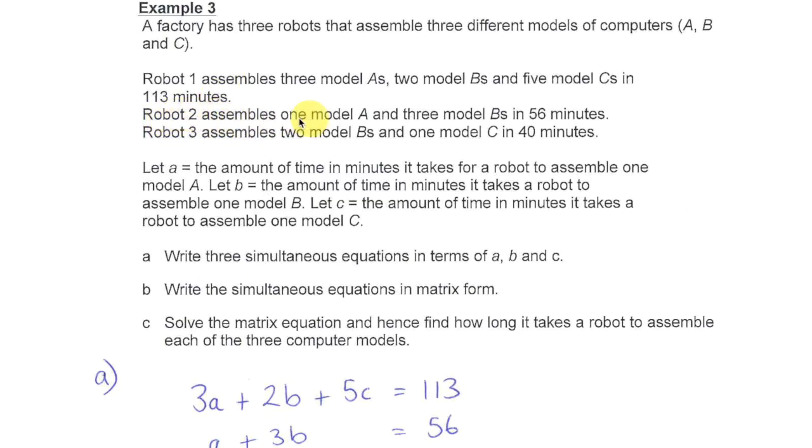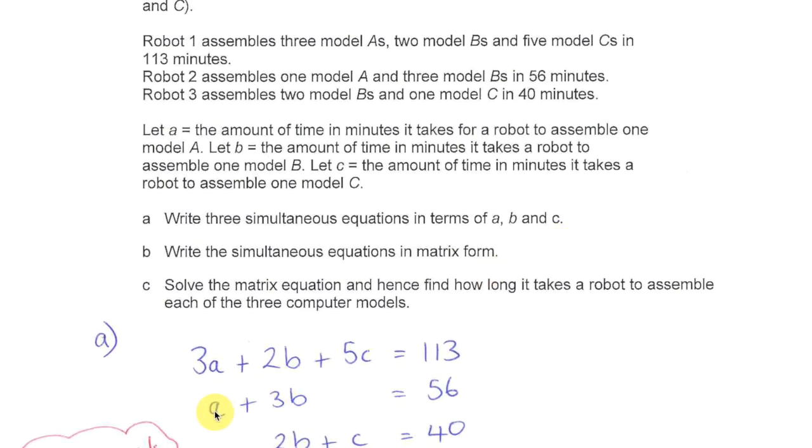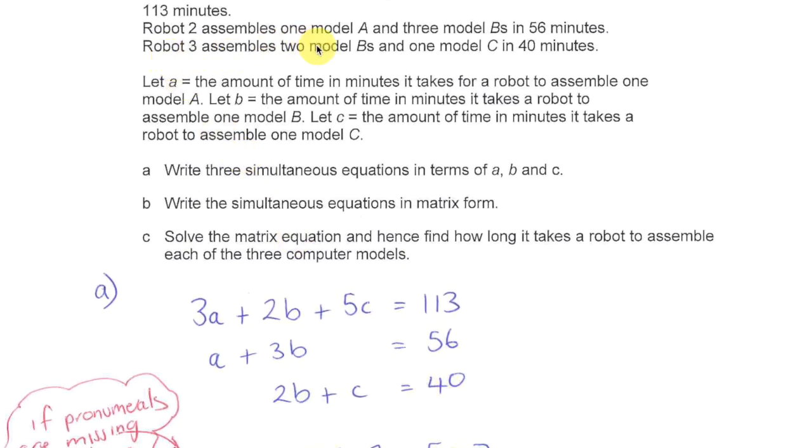Second fact, robot 2 assembles 1 model A and 3 model Bs in 56 minutes. So here we have 1 lot of a plus 3b equals 56. And then finally, the last fact, robot 3 assembles 2 model Bs plus 1 model C in 40 minutes. So there are our 3 facts. We're able to develop 3 equations, and there's 3 unknowns, little a, little b, and little c. And we're going to put that set of simultaneous equations into a matrix format and then solve for a, b, and c.